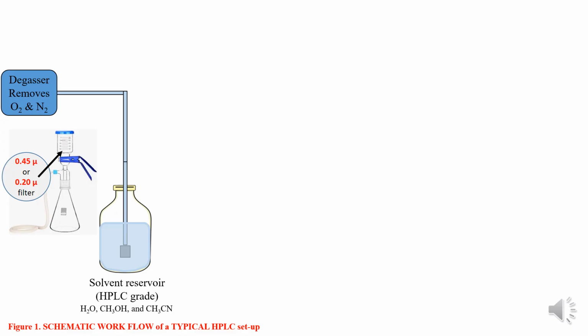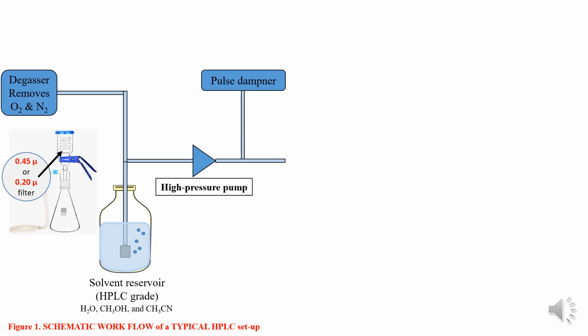A degasser removes dissolved gases like oxygen and nitrogen present in the solvent, and this is accomplished by purging or passing helium gas through the solvent. By doing so, dissolved gases like oxygen and nitrogen are displaced or removed from the solvent system. A high pressure pump delivers the solvent from the reservoir onto the HPLC column.